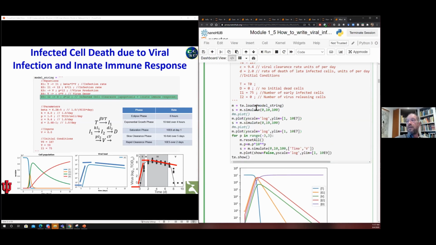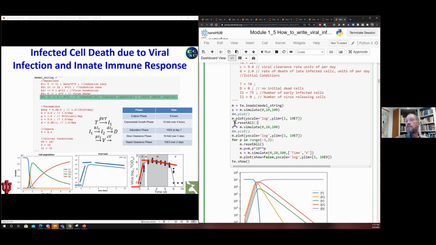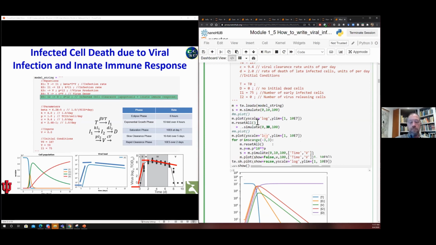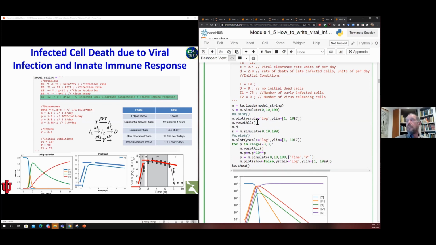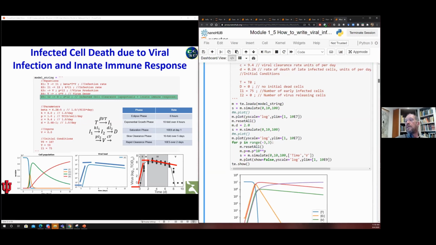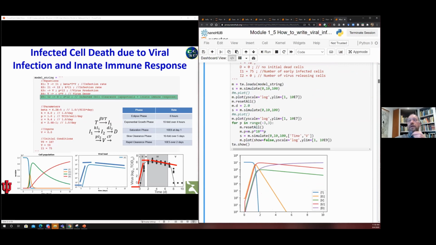You work out how to do that all the time. Everything you need is here. Do a reset all, and then I'm going to change the value E. I'll put it back to where it was before, 0.2. And now I can compare the two.